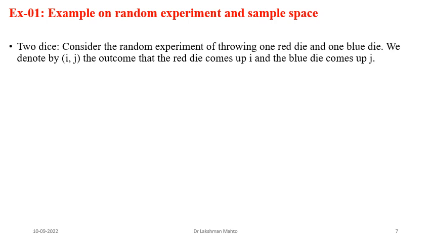What is the best way to list out the outcomes? What is the best effort to fill this sample space here? Fixing one, what does it mean? One entry is fixed, the other will vary. So is it a horizontal move or a vertical move? Horizontal.